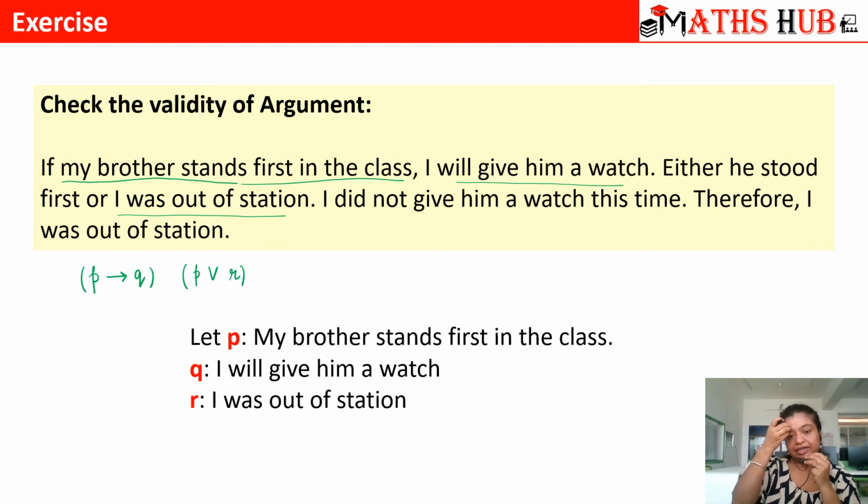Right? I did not give him a watch this time. So that means we are talking about the negation of the statement Q. Therefore, I was out of station. So when all these happen together, we will connect them with the AND operator. It is leading to that he was out of station. That means it is implying R, right?